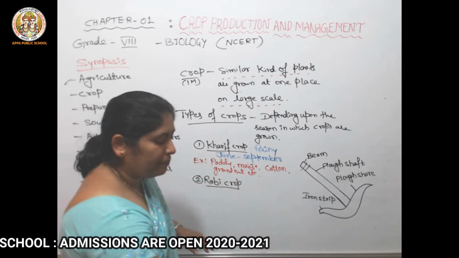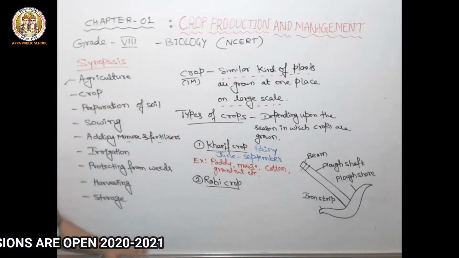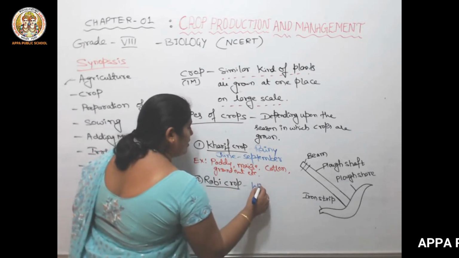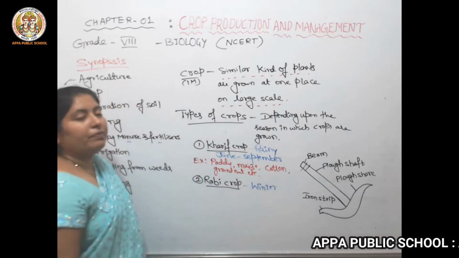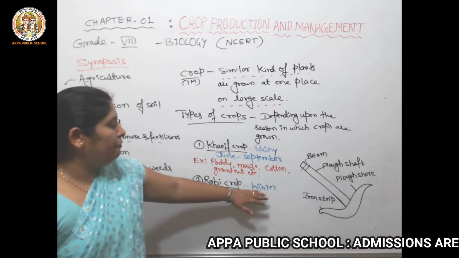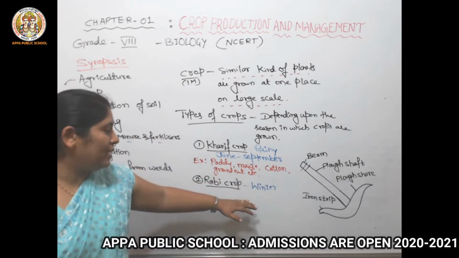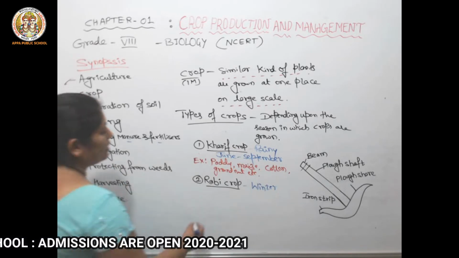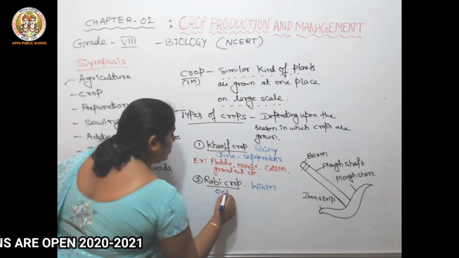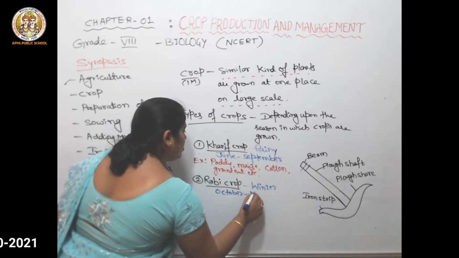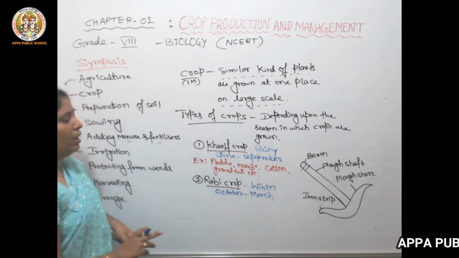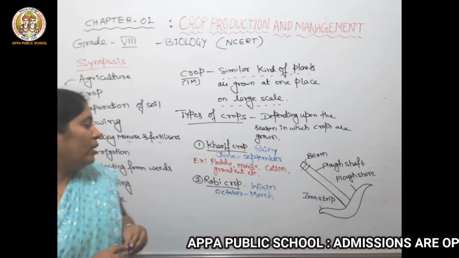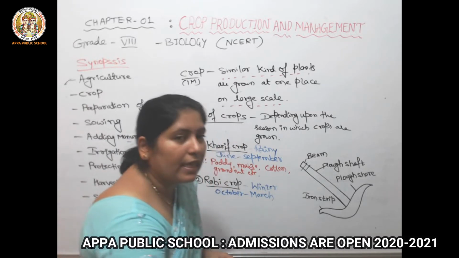Okay, so the next one, that is rabi crops. Rabi crops are also called winter crops. That means during the season of winter, these crops are grown. That's why these crops are even called winter crops. Right? So, what is the month for that? During the month of October to March, if we are growing a particular crop, then those crops are called rabi crops or even winter season crops.